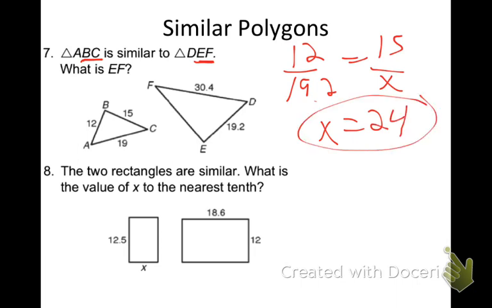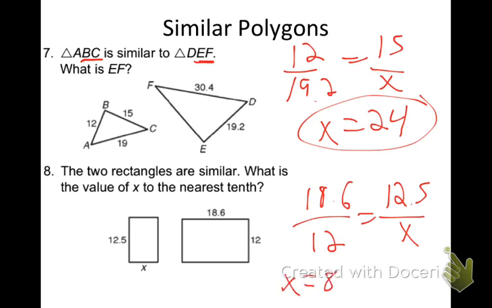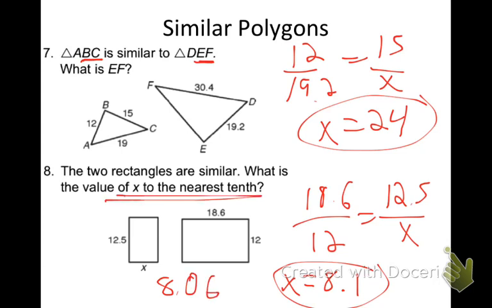What about number 8? What proportion did you use for number 8, Austin? 18.6 over 12 equals 12.5 over x. 18.6 over 12 equals 12.5 over x? Yeah. That would work. Nice job, sir. And then when you worked it out, you got what? 8.1. Nice job. When you work it out, you actually get like 8.06, but nice job of recognizing. It says x to the nearest tenth, so we do round it to the nearest tenth. Good work. Yeah, so we can use ratios to solve a lot of missing angles or sides and everything.